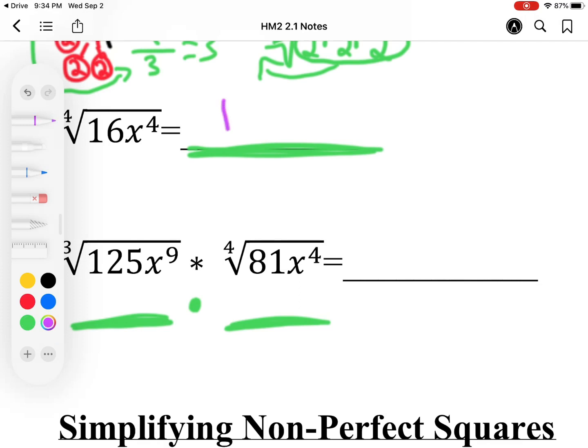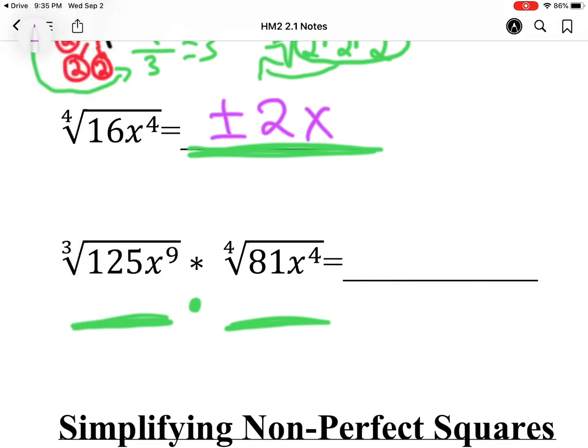So the first space, you should have gotten plus or minus 2x. Now, you can put to the first power, but you don't have to because x to the first power is the same thing as x. Now, the second blank I set up for you should have gotten 5x to the third, plus or minus 3x.